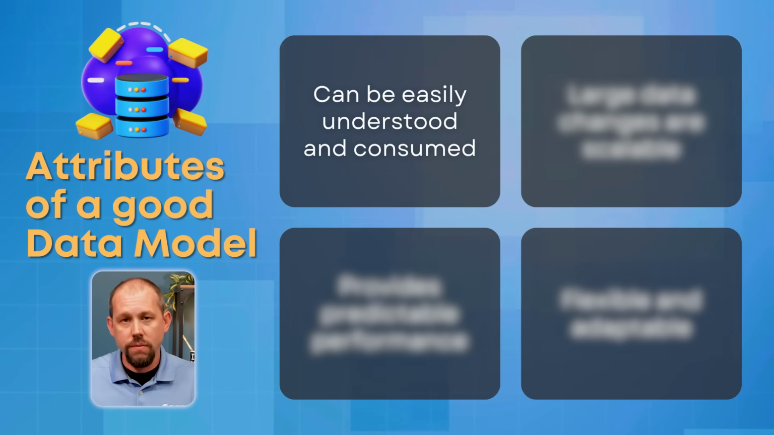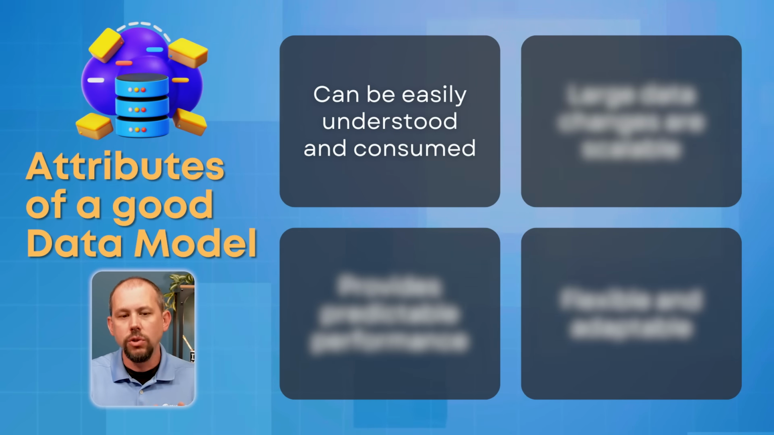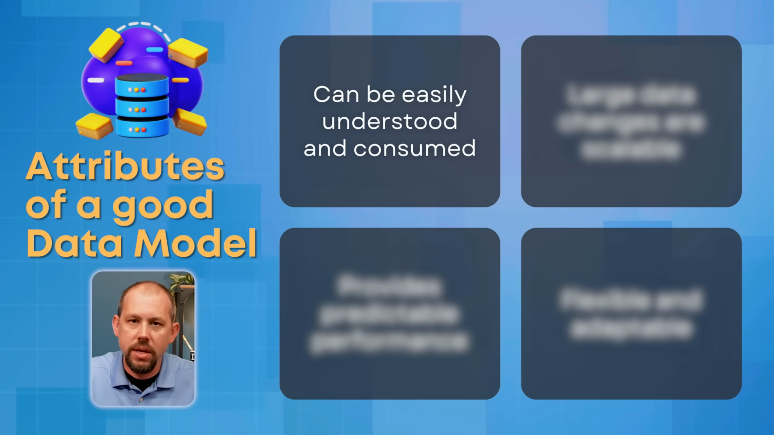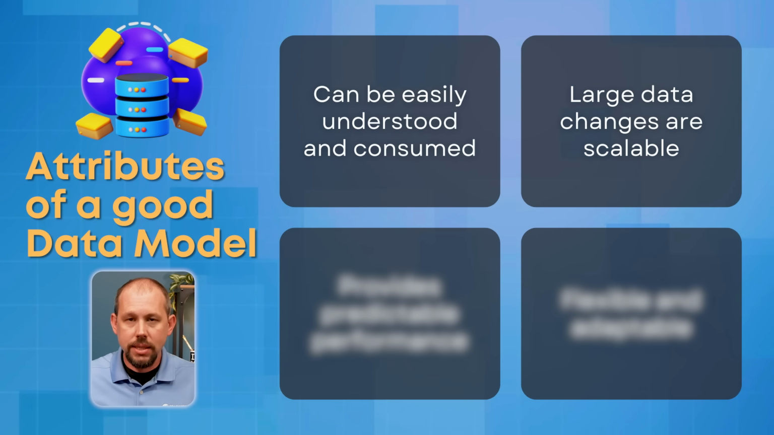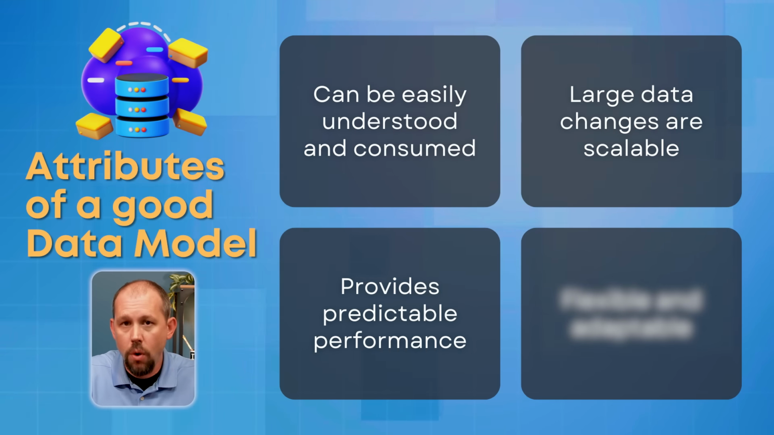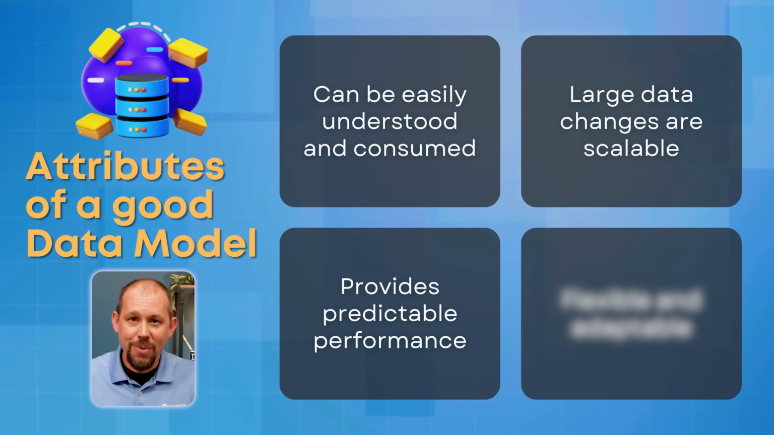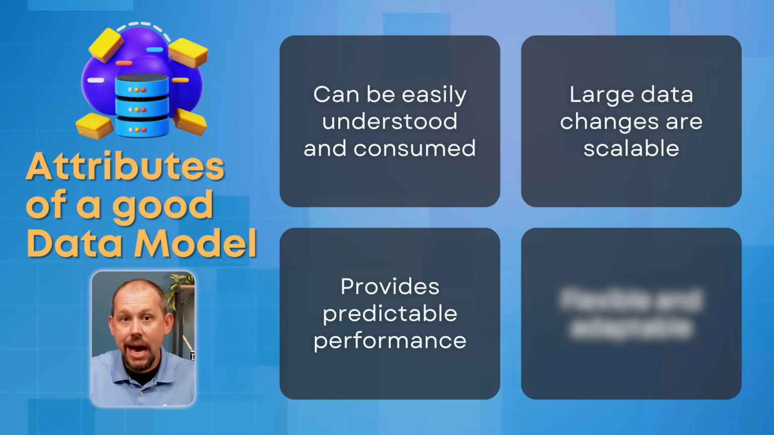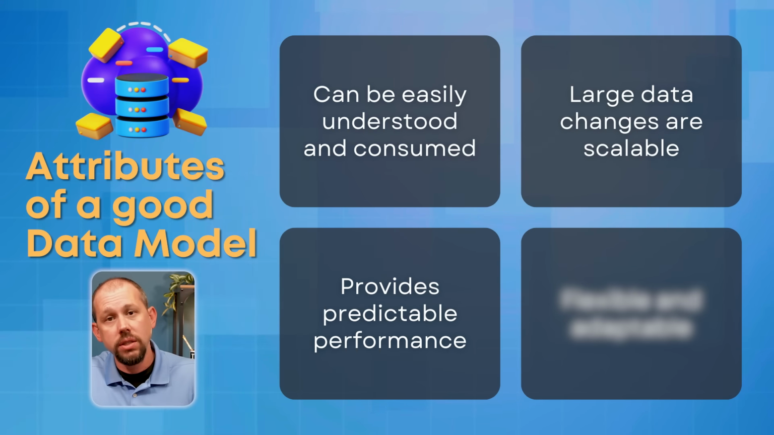So it's always important from the very beginning that we have a data model that is consumable, that users understand. Those are going to be the first things. The other thing we want to look at with a data model is that large data changes are scalable. What that means is that as data volumes grow, your model continues to perform well. Another thing is that the data model gives us predictable performance. What predictable performance means is that if I open up a report and run it, and it runs in sub-second time, so 0.3 of a second, I expect that it's going to run in 0.3 of a second every time I run that report, regardless of what my filters are.